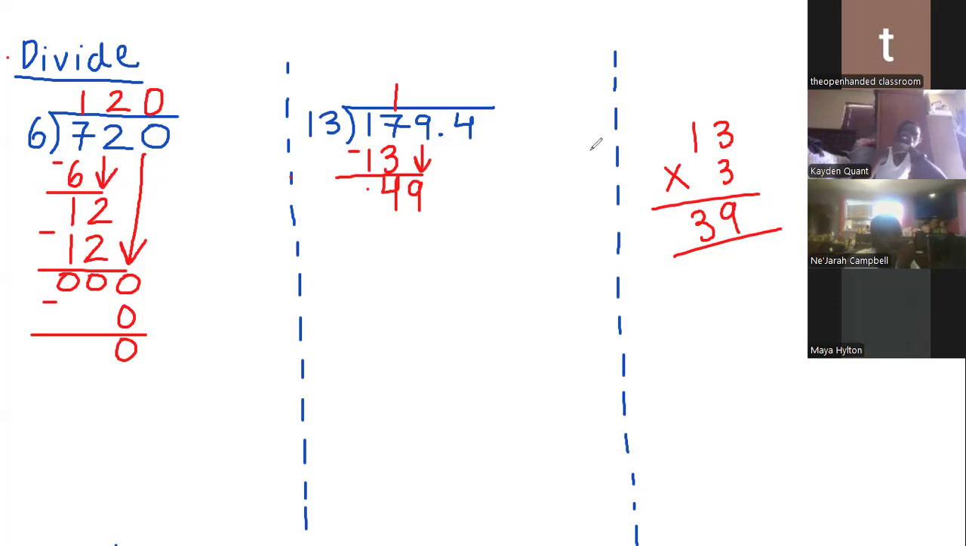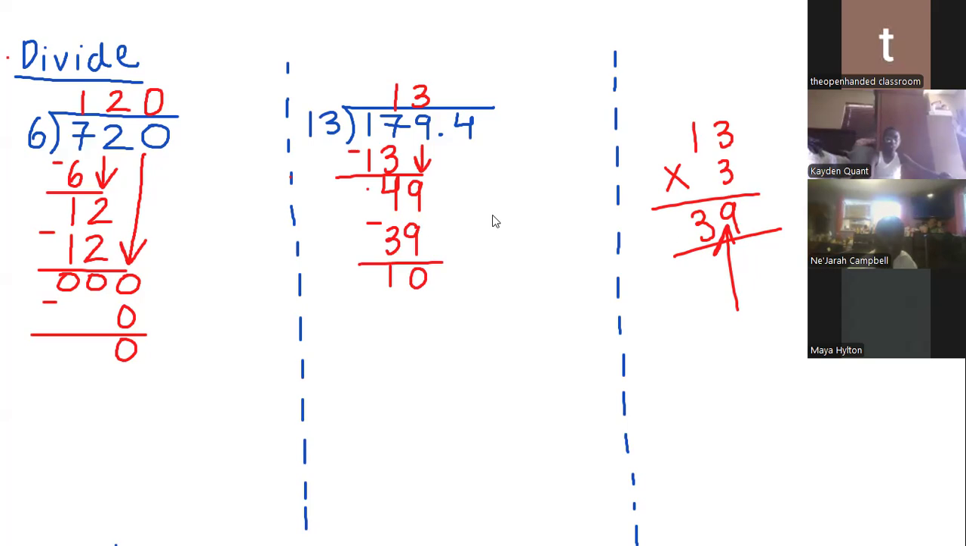So that's not happening. So obviously we're gonna say 13 going into 49 is 3 times, right? All right, so 13 times 3 is going to be 39. 39. Very good. Let me subtract. 49 minus 39 is going to be what? 10. Very good. Then what do we do at this point?